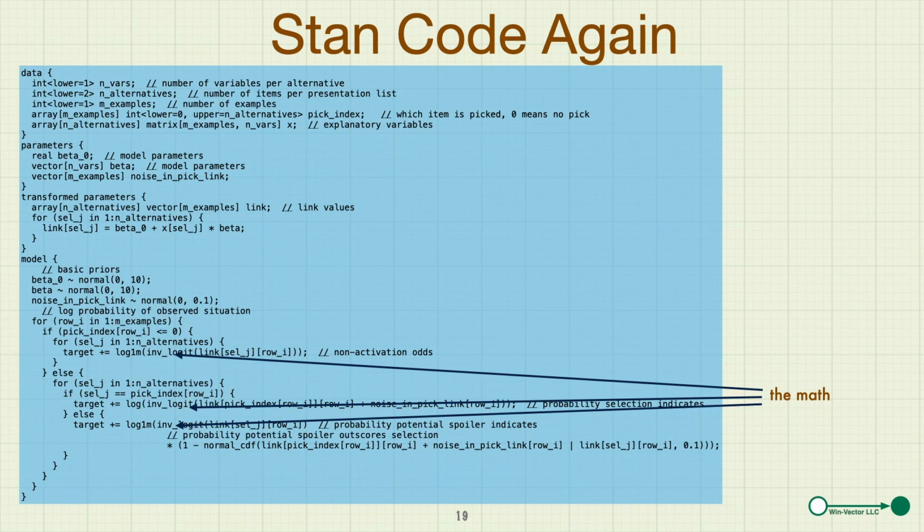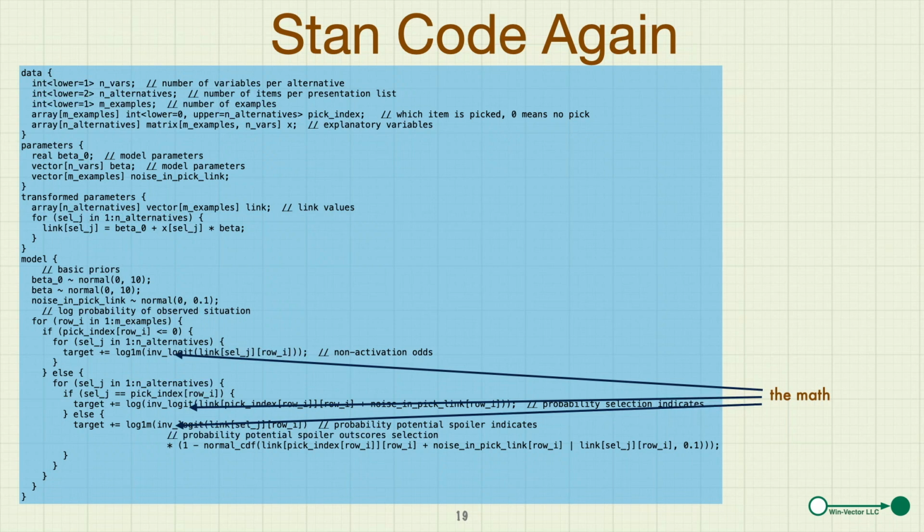And then if the panel does have a selection, well then the thing has to be selected. Again, products start to look like sums because target is essentially in log units. The target has to be selected, and all the other ones either have to be not activated or not cut in front of target. And that's written down as this.